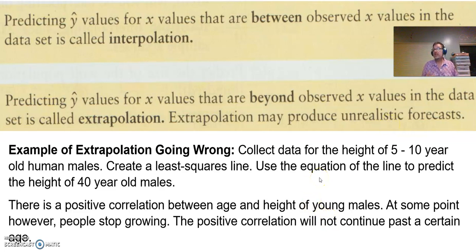Because if we're looking at the height of human males, and I collect the data for 5 to 10-year-olds, and then I create my trend line, and then I use my trend line to predict the height of a 40-year-old, that's not good, because at some point we stop growing. Even though there's a positive correlation between age and height, because the older I get, normally the taller I am, especially between the ages of 5 and 10, at some point people stop growing. So using extrapolation, be aware, sometimes extrapolation can go wrong.